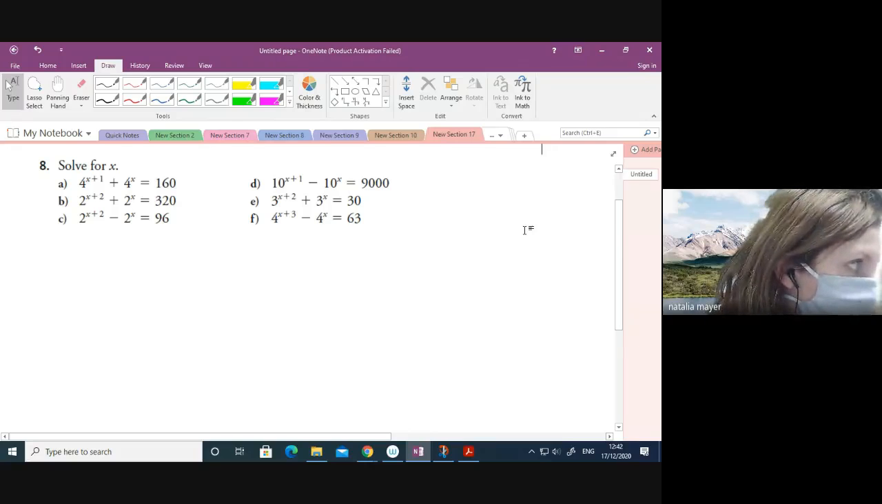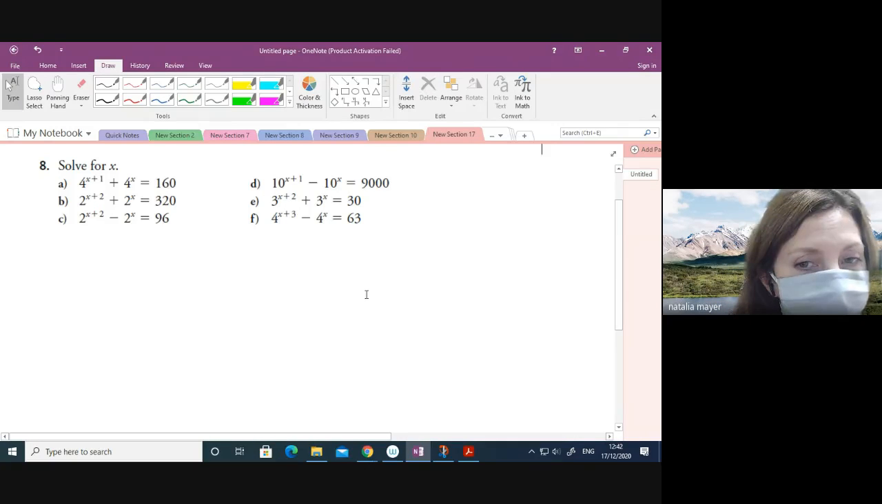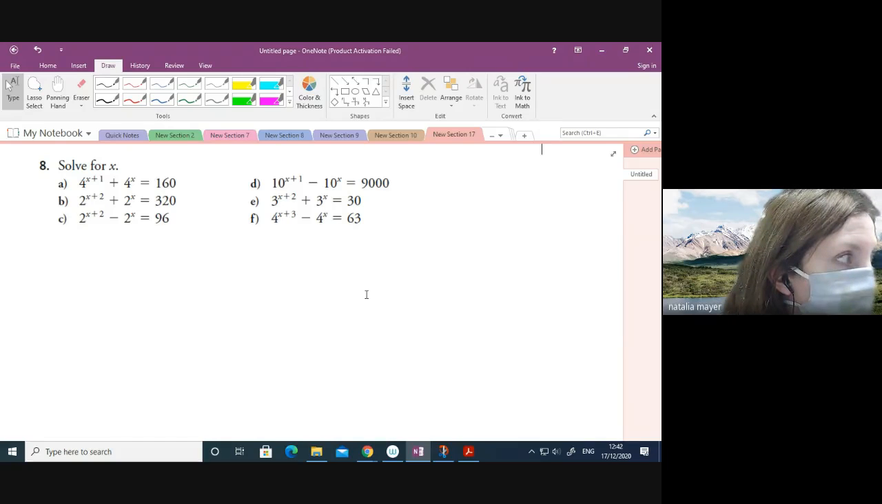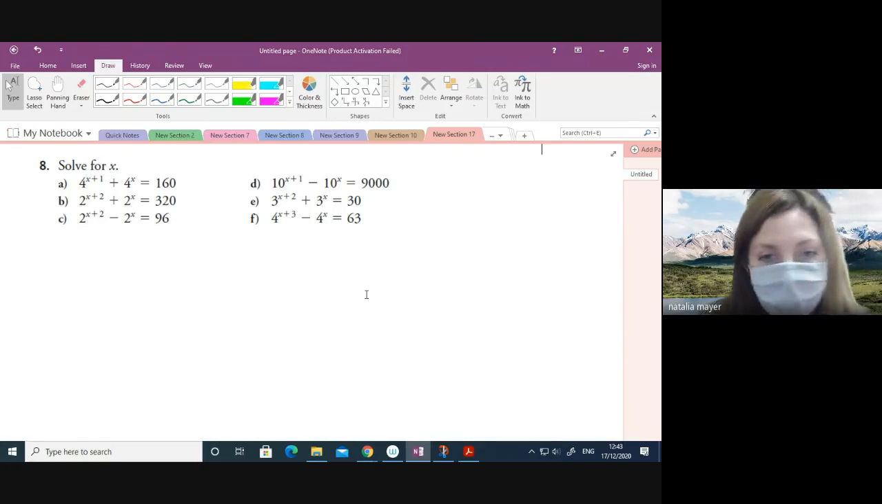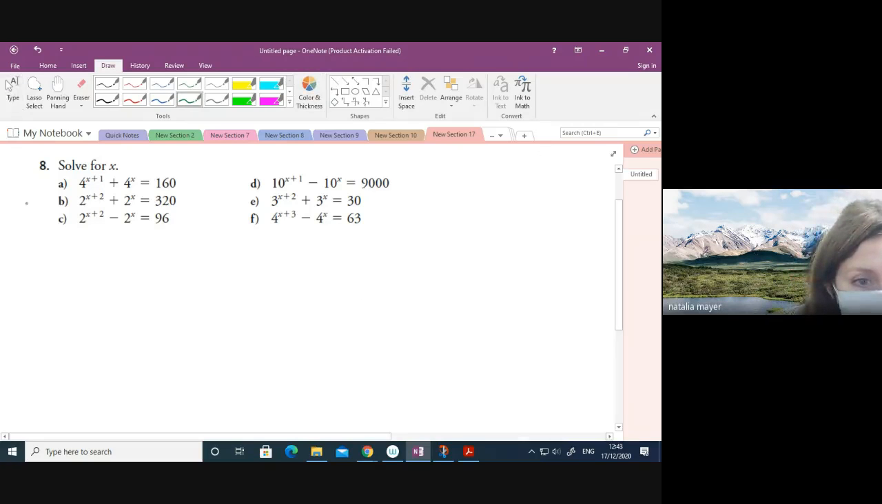In exponential equations, there is one more trick which you can apply, and if you apply this trick, you will not need logarithm. Actually, you can solve this equation without logarithm, okay? So let's look at question 8a.